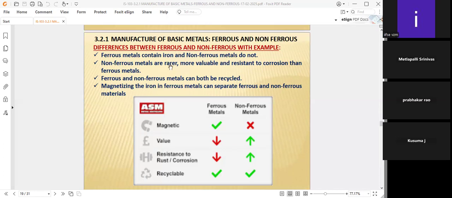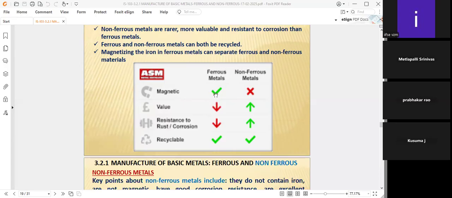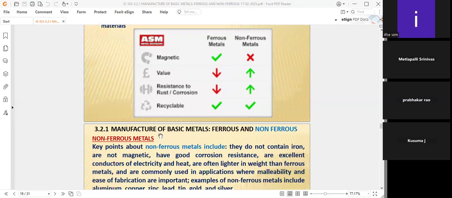Non-ferrous metals are rarer, more valuable and more resistant to corrosion than ferrous metals. Ferrous and non-ferrous metals can both be recycled. The iron in ferrous metals can be separated magnetically. That is the magnetic property of ferrous materials. Non-ferrous is not magnetic. Value is more in this and less in this case. Resistance to corrosion is less here and more here, because in ferrous materials the iron content is more. Recyclable: both can be recycled in the industries.